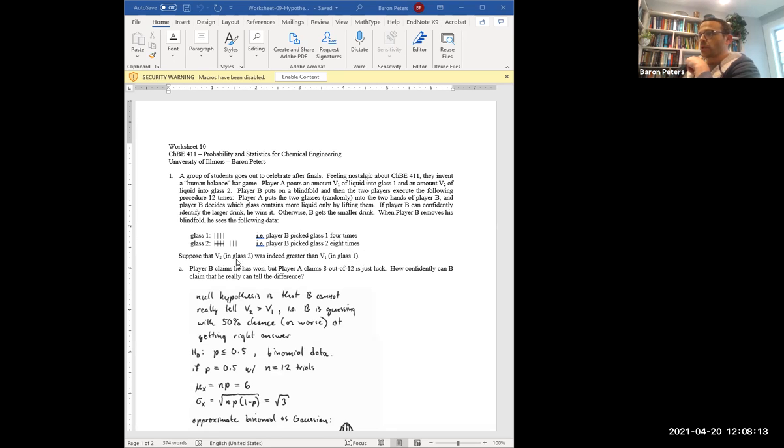Okay, so let's suppose that V2, the amount in glass 2, was indeed greater than V1. But now what we want to know is, is player B really detecting the difference, or is this random fluctuation? Player B claims that he's won, and player A claims, well, 8 out of 12 is just luck. How confidently can B claim that he really can tell the difference? So for the null hypothesis, what would you guys think we should set up as a null hypothesis for this problem?